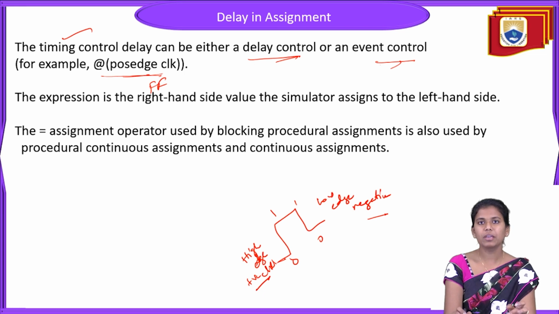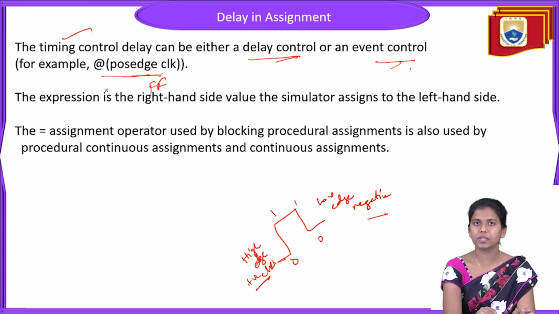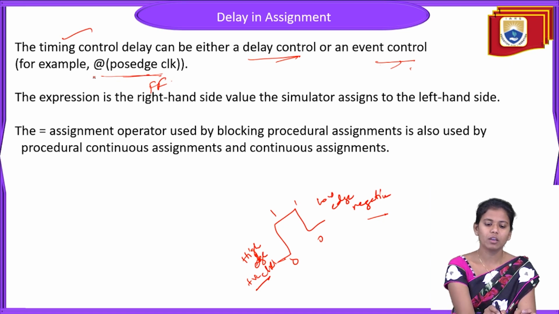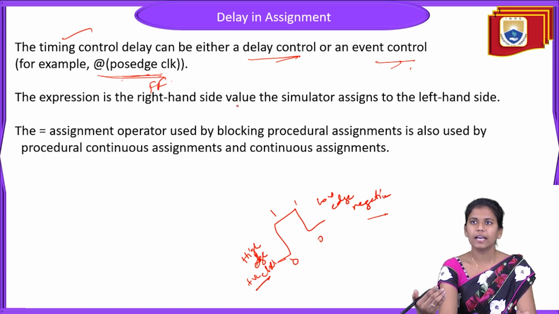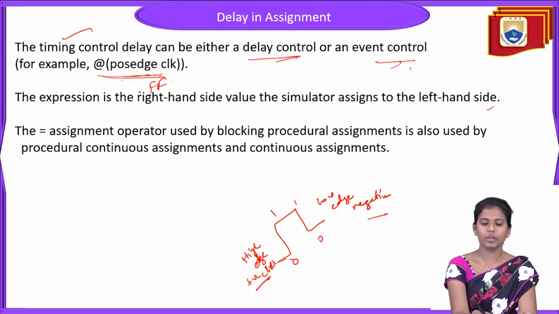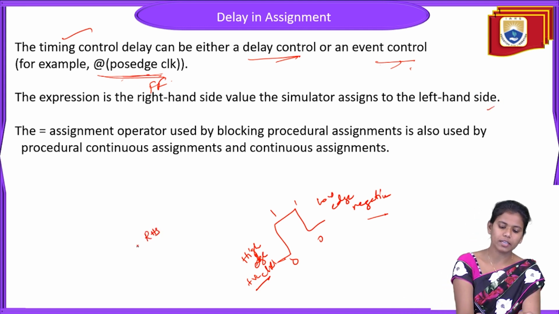So here, the timing control can be either a delay or an event control. For this, we represent a positive edge clock as @(posedge clock). If it is a negative edge clock, the representation would be @(negedge clock). Then the expression on the right-hand side, its value, the simulator assigns to the left-hand side.